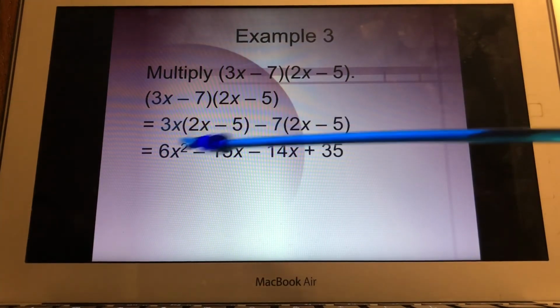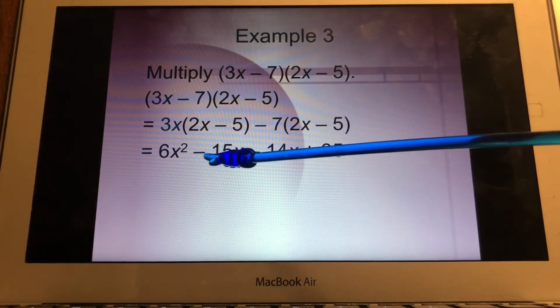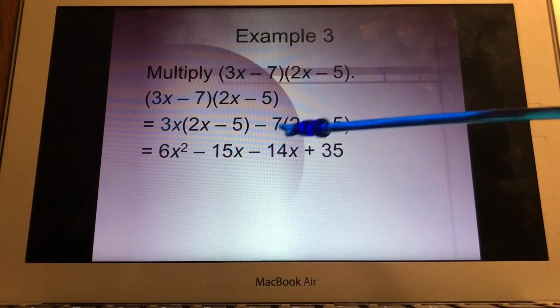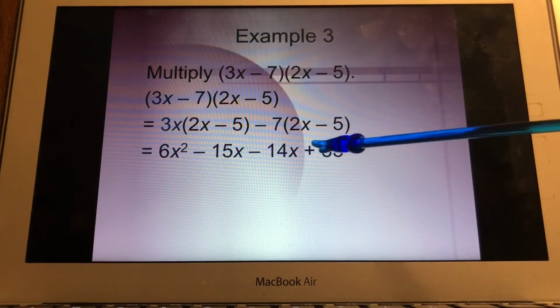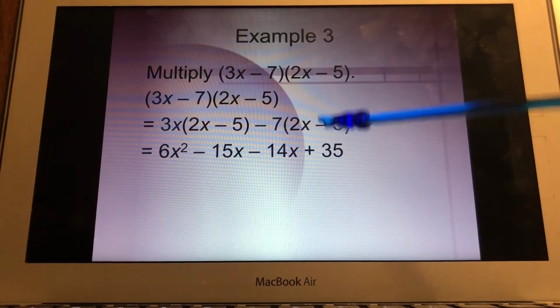3x times 2x is 6x squared. 3x times negative 5 is minus 15x. Minus, now 7 times 2 is 14x. 7 times 5 is, and there's a negative times a negative, gives me 35.